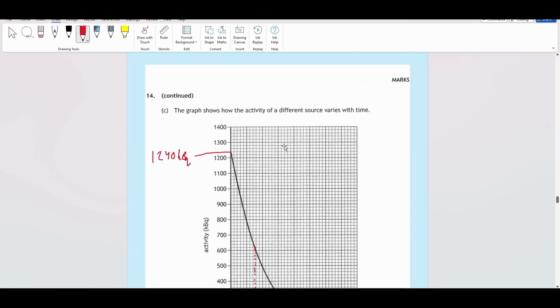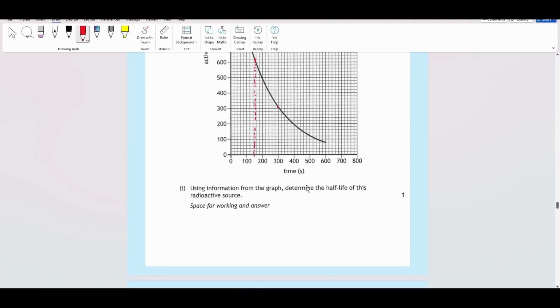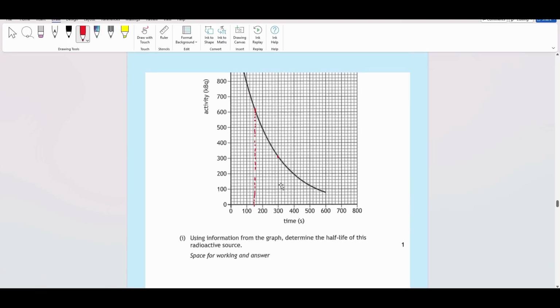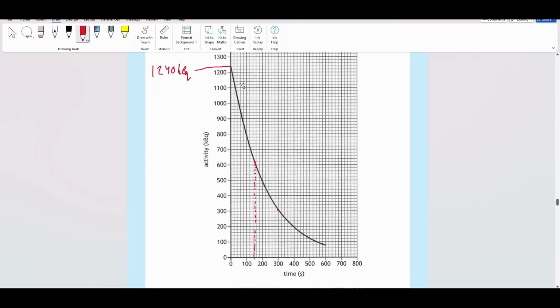So next, we have a graph of how the activity of a different source varies with time, and we need to use information from the graph to determine the half-life of this radioactive source. So there's an easy way to take this approach. What you do is you find the initial activity, which is 1,240 kilobecquerels, and then you divide that by 2, which is 620 kilobecquerels. Now you look on the curve and find where 620 kilobecquerels is, which is about here, and then you draw a straight line down to the time axis, and you can see that that's in the middle of 100 and 200, which is 150 seconds.